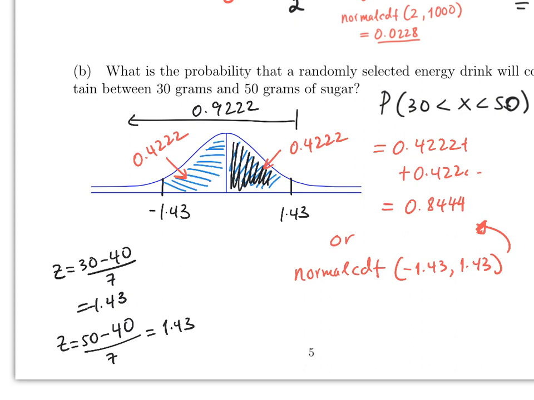Wait, so your lower is negative 1.43? Yes, make sure you use a minus in parentheses, otherwise it will give you an error all the time. All right, any other questions on this?